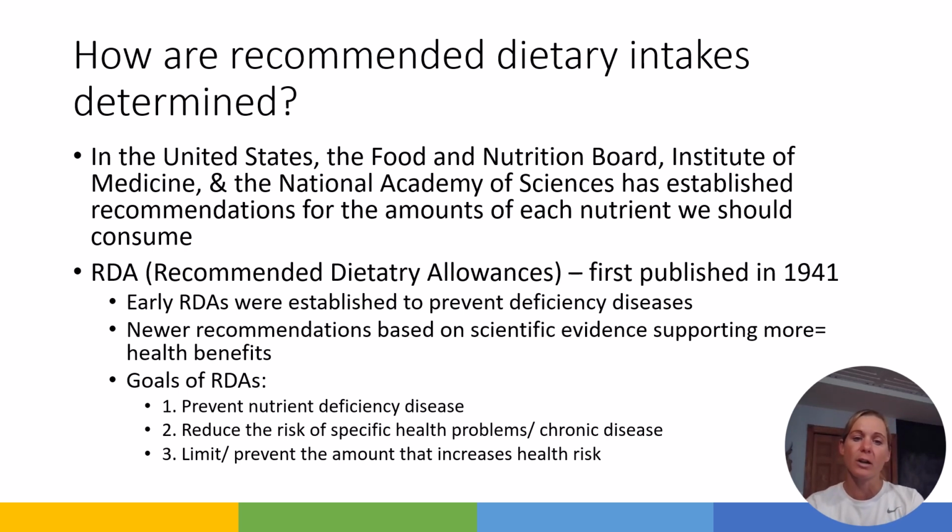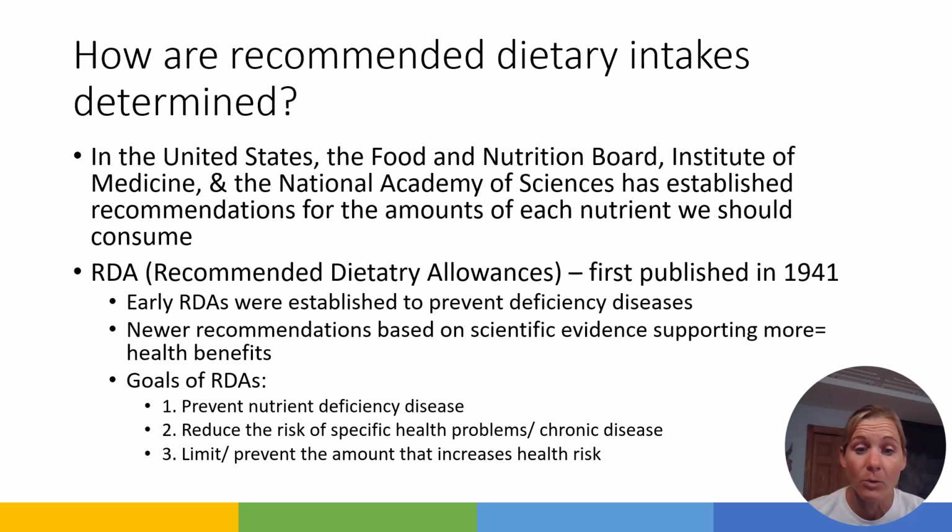So we have what's called the RDA, or recommended dietary allowances, and these were first published in 1941. Initially, this was developed in order for us to prevent deficiencies that would be associated with disease. So for example, with iron, we need to make sure we're consuming enough iron so that we prevent ourselves from developing anemia. Or vitamin C, for example, if we don't have enough vitamin C, that can lead to a condition known as scurvy. Okay, so that's what the idea of these early RDAs was, right?